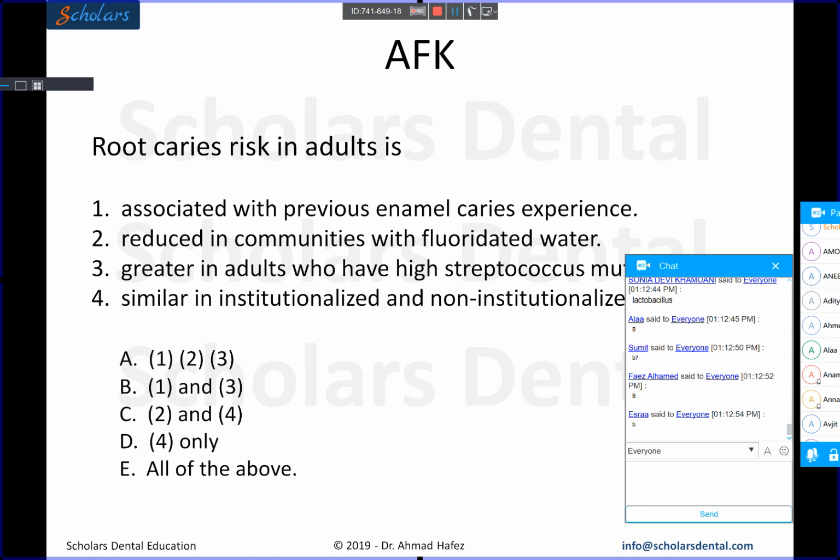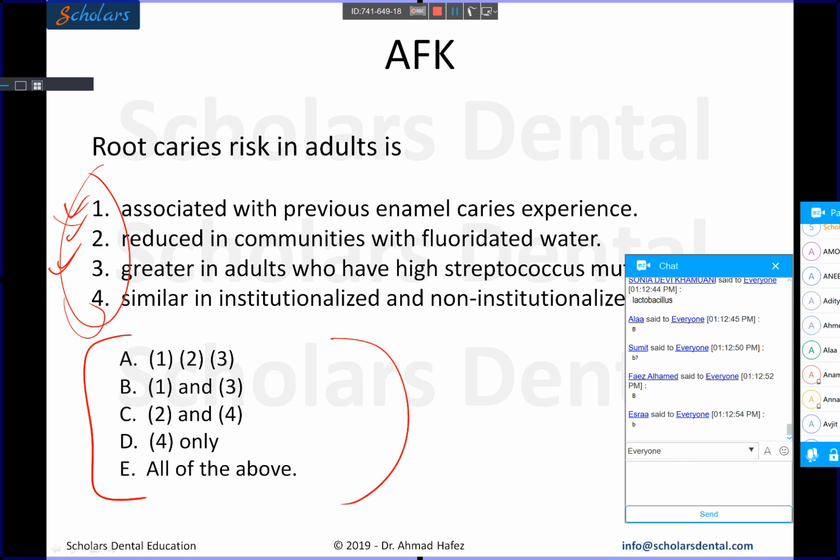So yes, you're choosing one correct answer from here, but you're also thinking, well, which one is it? Is it 1, 2, and 3? Is it 1 and 3? Is it 2 and 4? Is it 4 only? Is it all of them? So this is called a multiple of multiple.